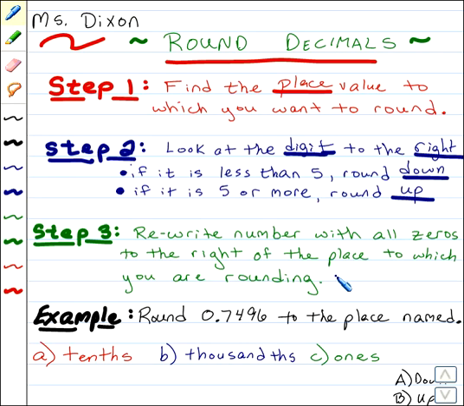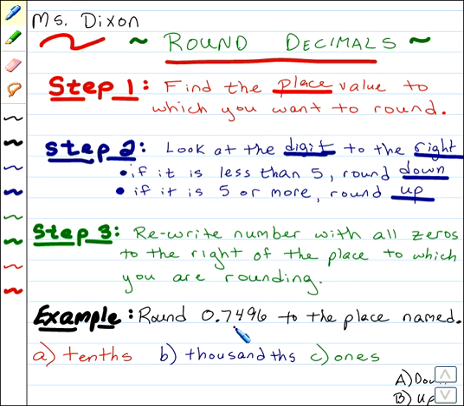So if we round down, we have the same numbers on the left and then all zeros on the right. And if we round up, then the number that is in the place value that we're rounding to is increased by 1, and then we write zeros to the right of that number. Let's try some examples with decimals.